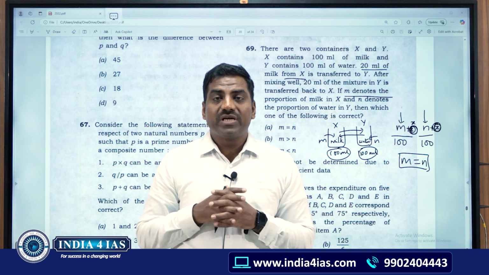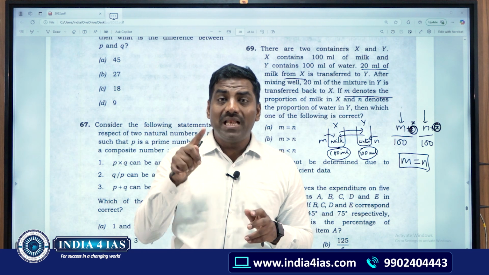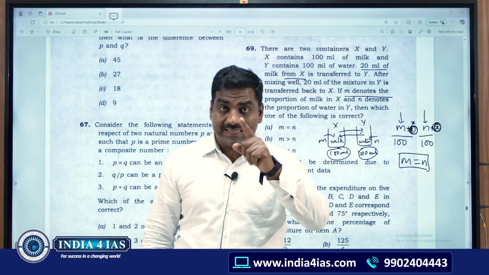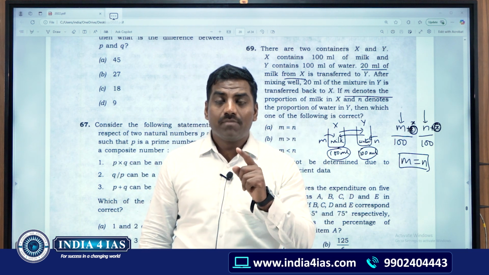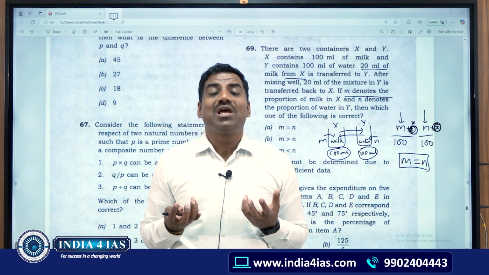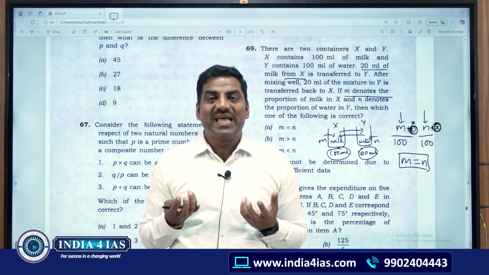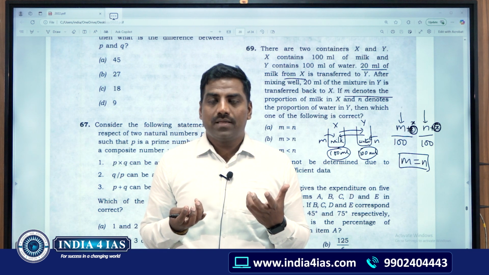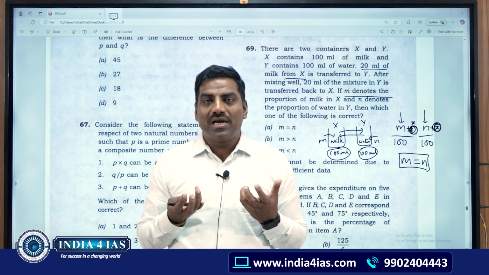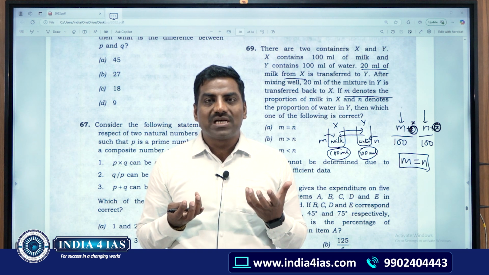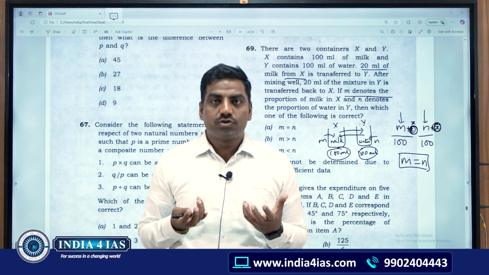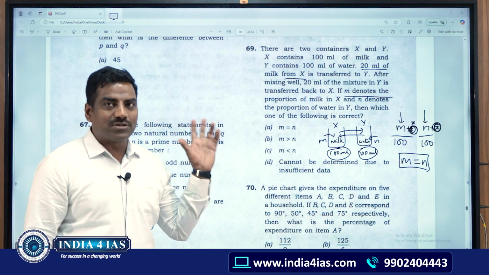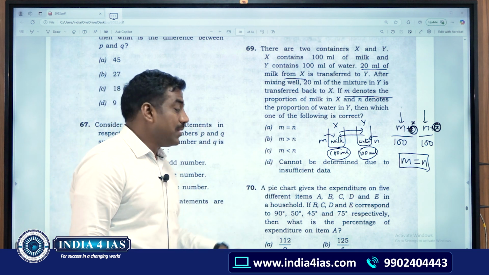But in this question, the student will confuse M as the milk remaining in the container X and N as the water remaining in the container X. That is where they go wrong. But here we are checking the purity of the milk. If M is the proportion of milk in X, N is the proportion of water in Y. Water in Y, not the milk. So however much milk is contaminated here, a similar amount of water is contaminated here also. That is why M is equal to N. So this is a bit confusing. You can watch this particular solution again and again and you can get the clue.